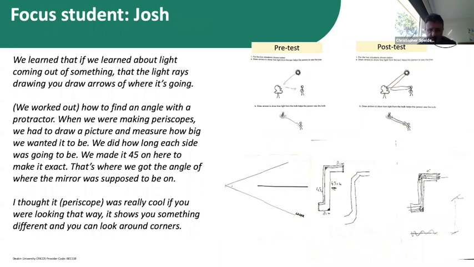And Josh, again, if you look at the periscope in the bottom right-hand corner, you can start to see that representation more so in this diagram of how light makes its way through the periscope. And Josh told us that we learnt about light coming out of something, that the light rays, you draw arrows of where it's going. So the representation. He used a protractor to find out the angles when they were making the periscope. So there's that more sophistication with the mathematics. And he thought that the periscope was really cool because you could look around corners.